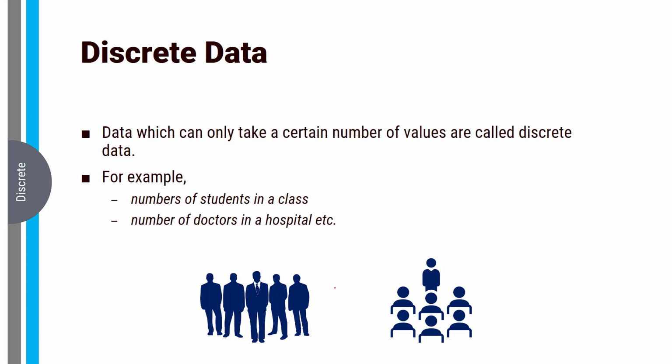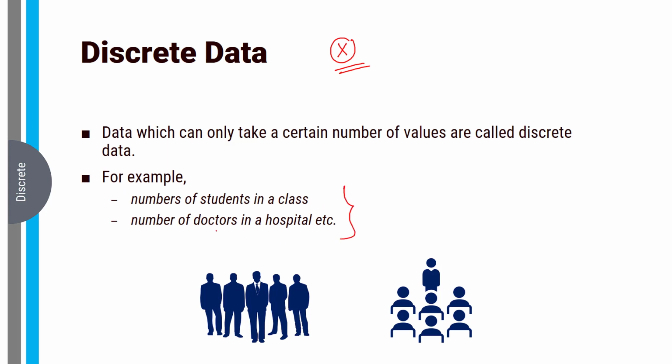For example, number of students, number of doctors in a hospital, they will always be integers or they can be finite numbers, right? In certain situations they may not be integers, they may be decimal values also, but there is a limited number of possibilities for that particular variable to take values. So if a variable or a phenomenon or event can take different values but they have a finite number of possibilities, then that is also called discrete data.